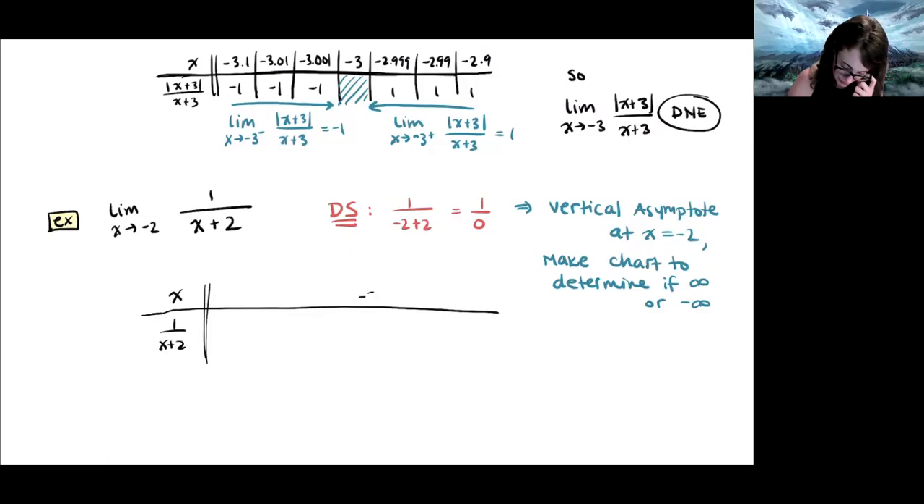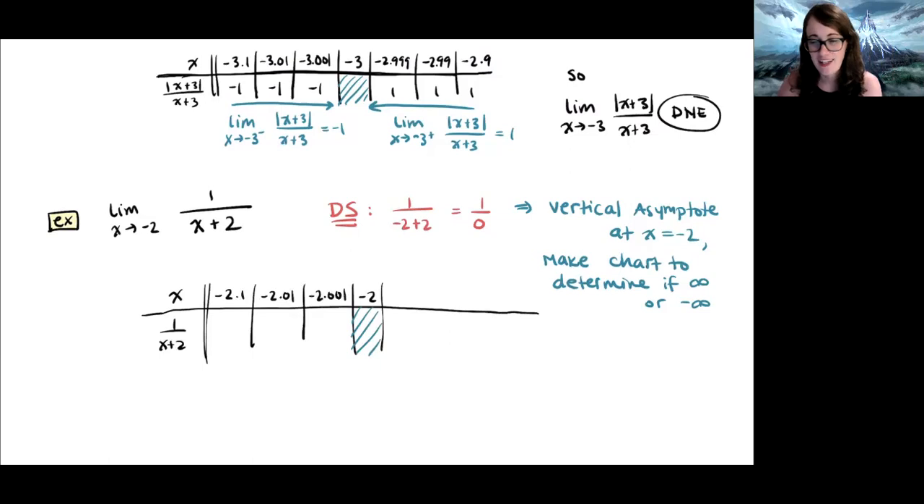Okay, again, this one is two-sided, so we'll have -2 in the middle. We can't plug in -2. Some numbers that are a little close to -2, but a little smaller would be more negative, so -2.1, -2.01, and -2.001. Numbers that are a little bit bigger would be like -1.9, -1.99, and -1.999.